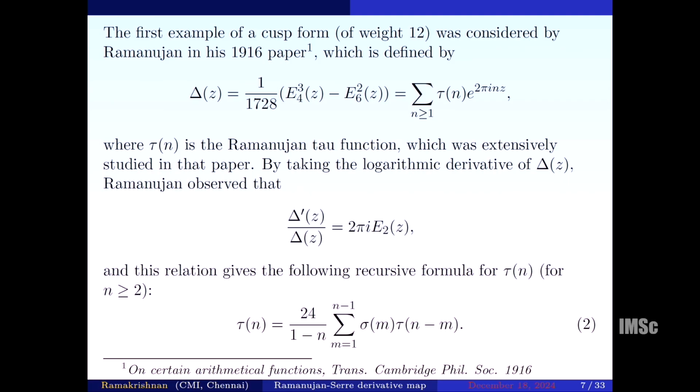Let me just give some examples. The first example of a cusp form, of weight 12, is given by delta of z, which is the linear combination of E4 cube and E6 square with 1 by 1728 factored out. The tau n's are integers, and this is called the Ramanujan tau function, which was extensively studied in Ramanujan's 1916 paper. By taking the logarithmic derivative of delta, he observed that the ratio delta dash by delta is 2 pi i times E2 of z. Using this relation, he gives a recursive formula for tau n, then lists the first few values of tau, and then makes the famous conjecture on the estimation of tau n. The whole 1916 paper is around the estimation of tau n, and he gives many examples justifying his conjecture.